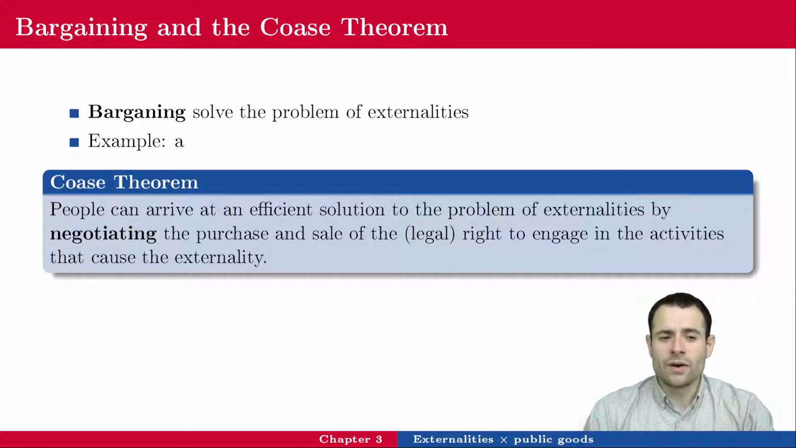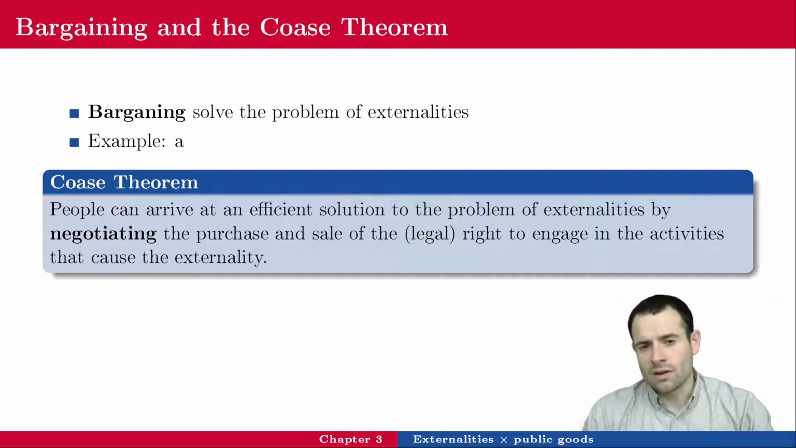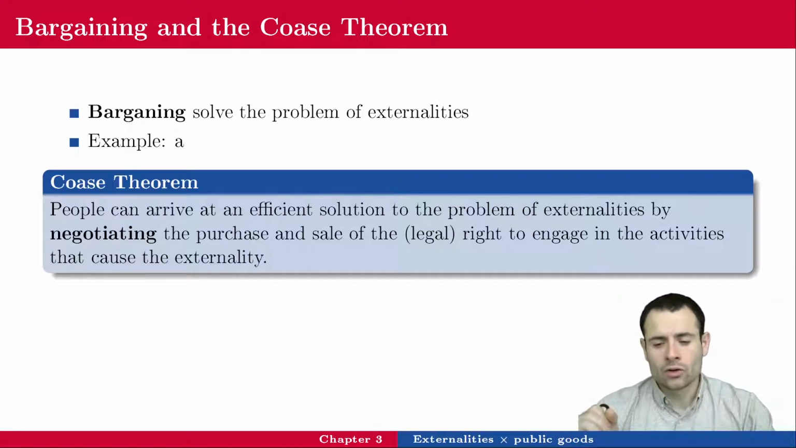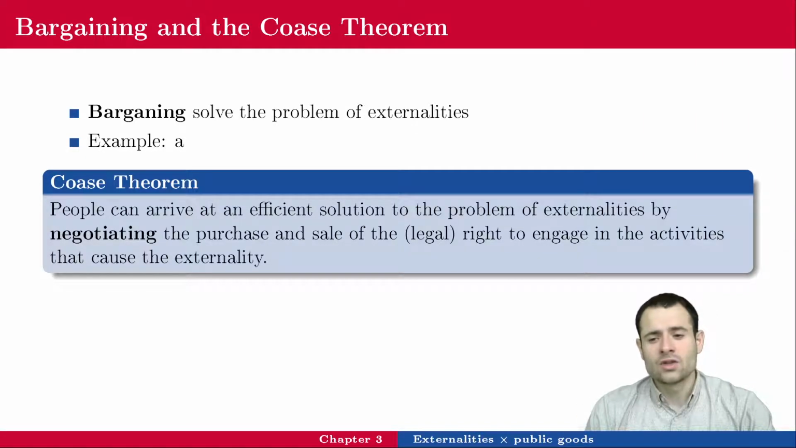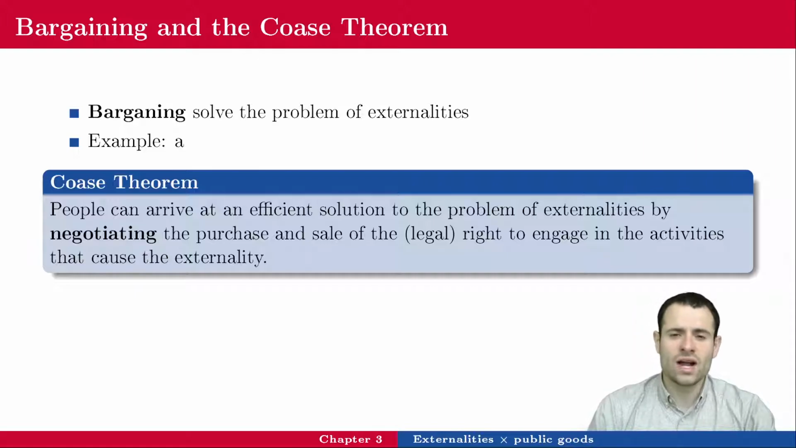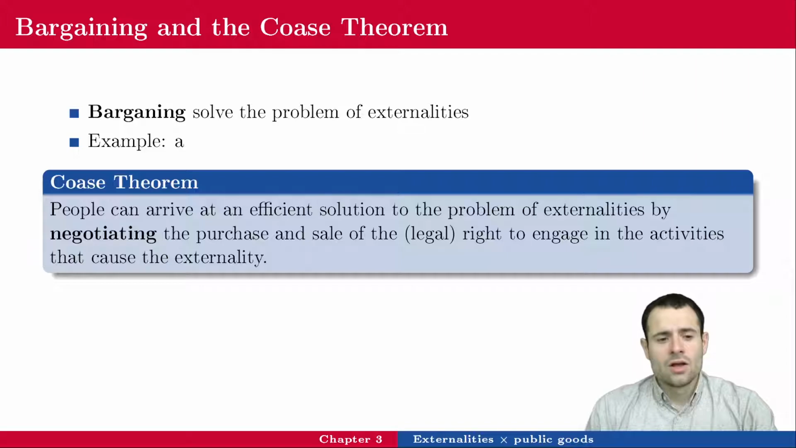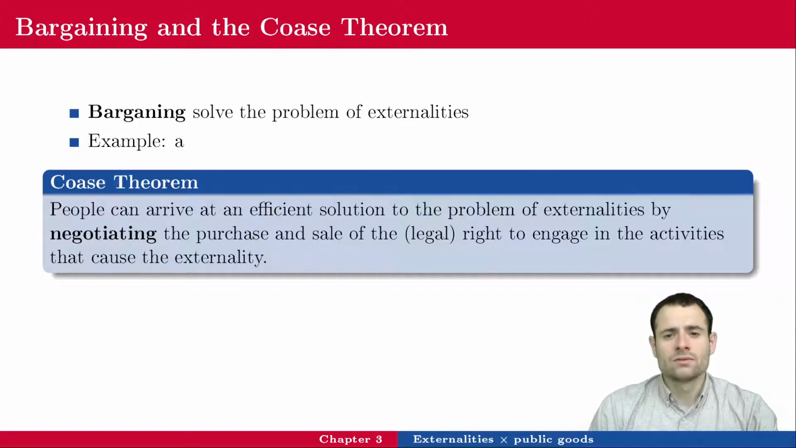This led to the Coase theorem. Ronald Coase is an economist who won the Nobel Prize in Economics in 1991, in particular for this contribution. He stated that people can arrive at an efficient solution to the problem of externalities by negotiating the purchase and the sale of the right to engage in the activities that cause the externality. Typically, you can negotiate with your roommate, depending on who makes the rules. You can negotiate either him paying you to smoke more, or you paying him so he smokes less.